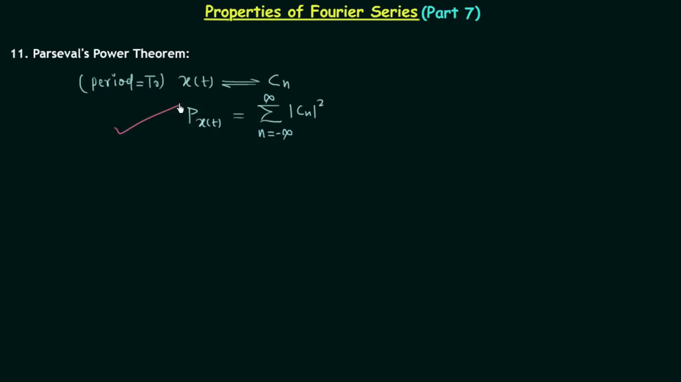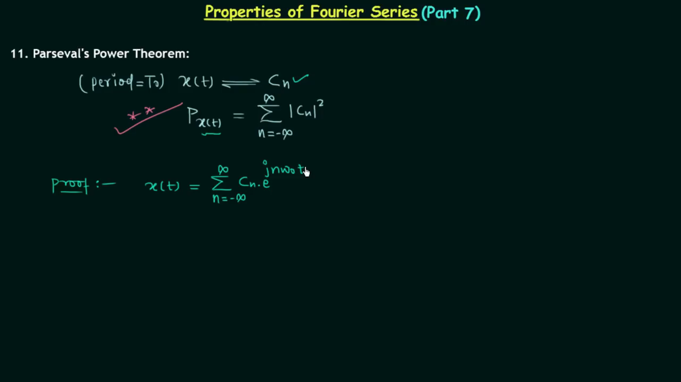Using this theorem, we can easily calculate the average power of the given signal if we know its complex exponential Fourier coefficient. So let's move to the proof of this theorem. We know the complex exponential Fourier series expansion of a given signal x(t). It is equal to summation n equal to minus infinity to infinity c_n, which is the coefficient of signal x(t), multiplied by e^(j n ω0 t).